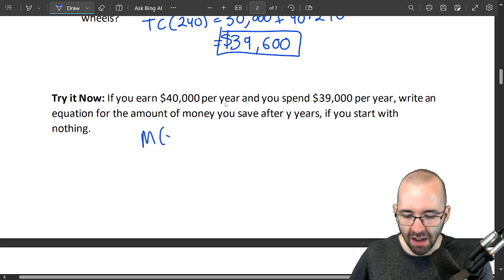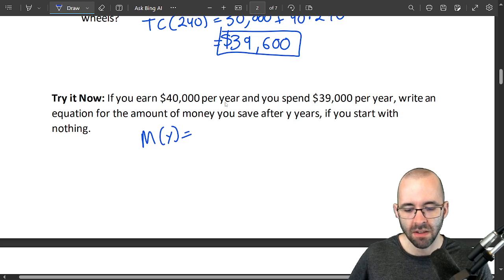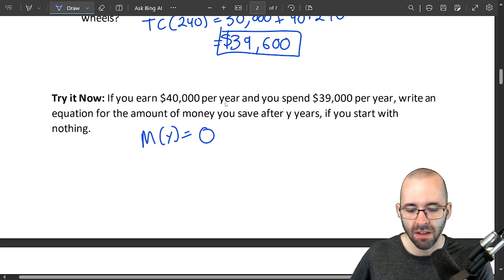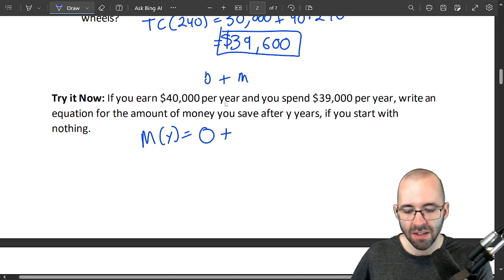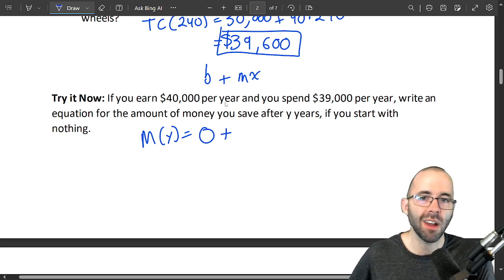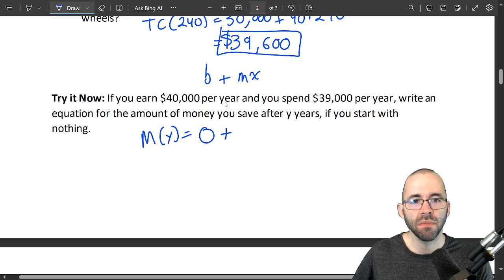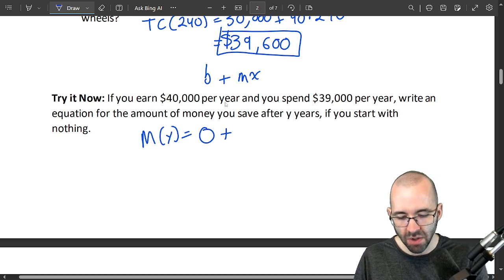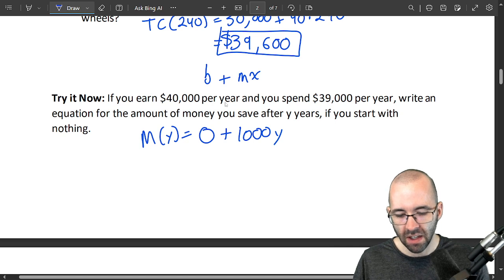The amount of money that we have after Y years, well, we start with nothing. Remember that B value, right? We write it as B plus MX usually. In this case, our variable is Y. The B value is just your starting value. Well, we start with nothing here. M is the rate of change. So how much money are we saving every year? Well, if we earn 40K and we only spend 39K, we're saving $1,000. So it's going to be $1,000 saved every year.